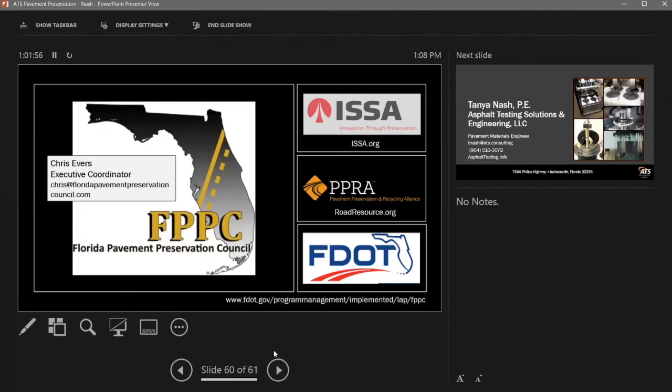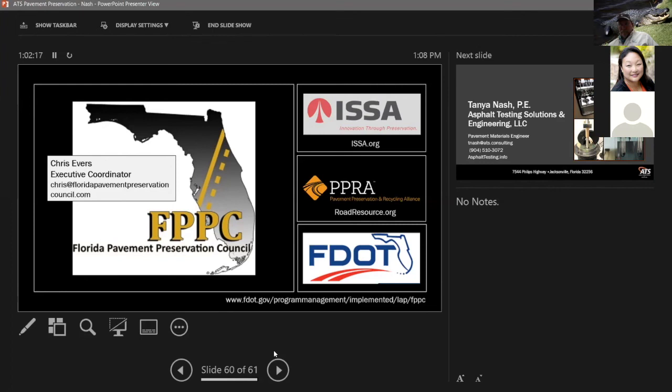And overall, here are some different organizations if you're interested in trying to learn more about pavement preservation. The Florida DOT does have specifications that they worked with the Pavement Preservation Council to put together. They just do not use them on the state projects. So if you're looking to gain a lot more information on it, the Florida Pavement Preservation Council is a good place to start.